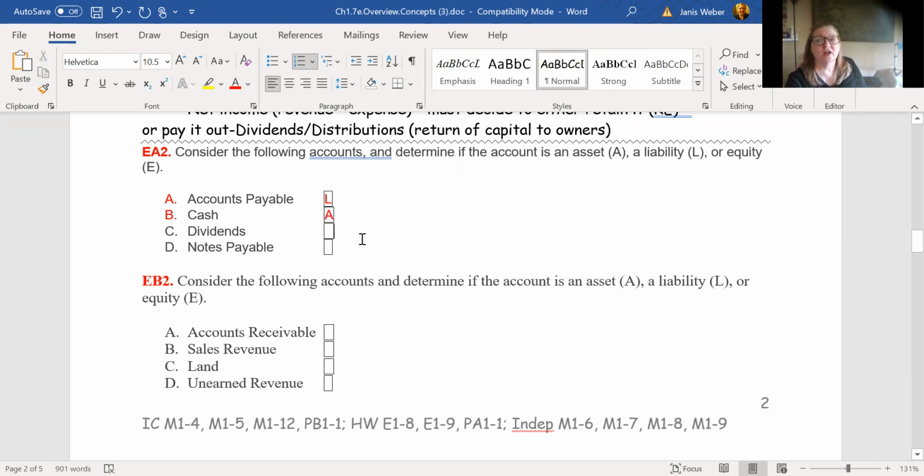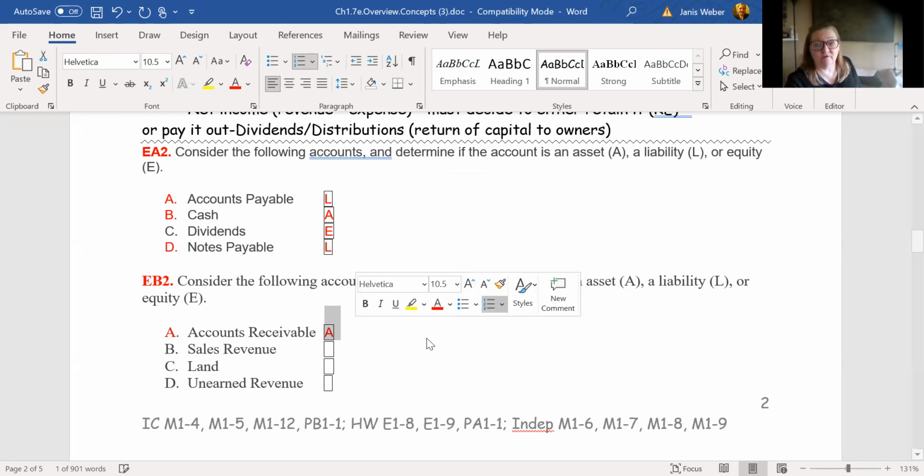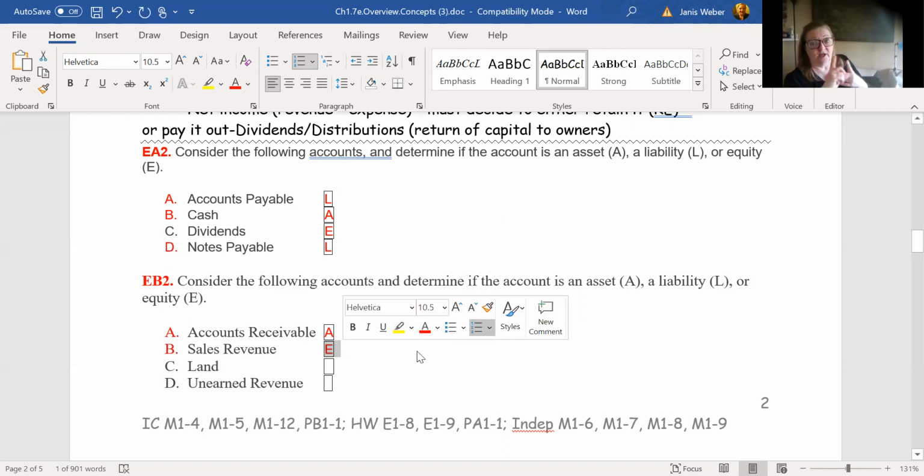Dividends. Now, this is something we haven't discussed, what type of account it is, but dividends is that payment we're making to the investor to give them part of the money back. So it's part of the equity section. And then notes payable, it says the word payable, so you know it's a liability. Carrying on with some more of these, accounts receivable, that's an asset that represents amounts that your customers owe you. They're going to pay you later, even though they've already made the purchase and already got their goods. Then sales revenue goes on the income statement, and that means it's part of equity long term. If you have to pick between asset, liability, and equity, all revenue and expense winds up being equity.